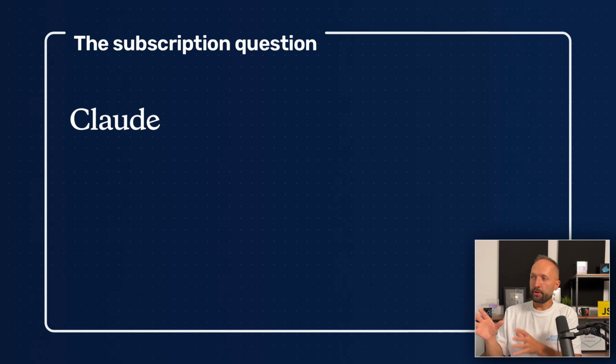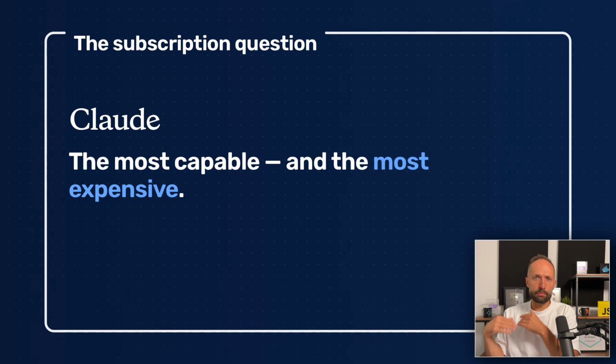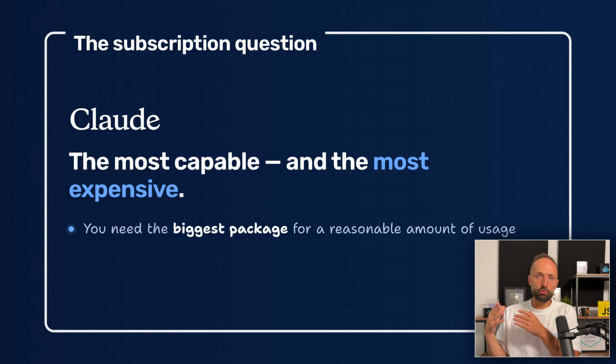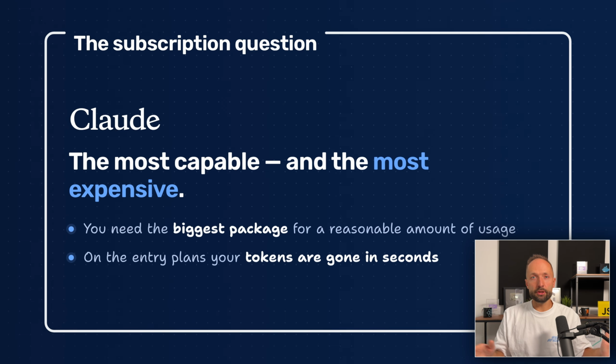And if I have a look at the entire package now, I would say Fable or Opus 5, so the Claude subscription, is the only one that makes sense, because that is, in my opinion, the most powerful one, the most capable one, but also the most expensive one. So you need the biggest subscription package to get reasonable amounts of consumption here, of usage. With the basic starting packages, you won't have a lot of fun because your tokens will be gone in seconds basically. ChatGPT is a different story.